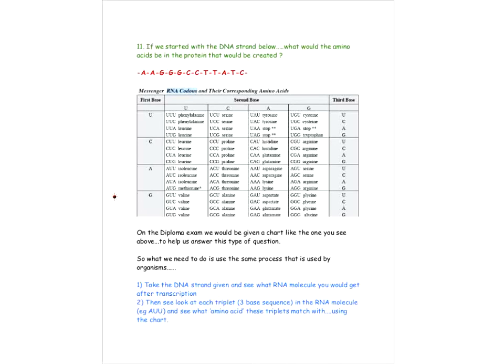So what we need to do is look at the same process that occurs in organisms, where we take a DNA strand and see what RNA molecule is produced, and then we look at each triplet or 3-base sequence in the RNA molecule. Remember, that's with the transfer RNA. An example of one is going to be AUU. And from that, we see on the chart which amino acid is going to be produced from that triplet code. For instance, here's a triplet code of GCG, and we see that the amino acid alanine is going to be produced from that. Okay, so that's the basics of what we're going to be doing. Let's go to the next screen.